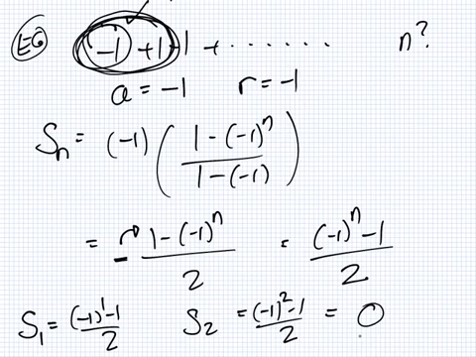I don't like the use of the word always here. I'm checking that my formula matches the question that was given to me, that if I do use it to add the first two terms, I do get 0, because 0 is what the first two are here added together.